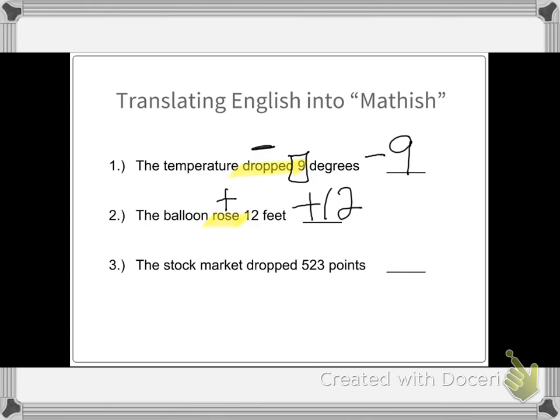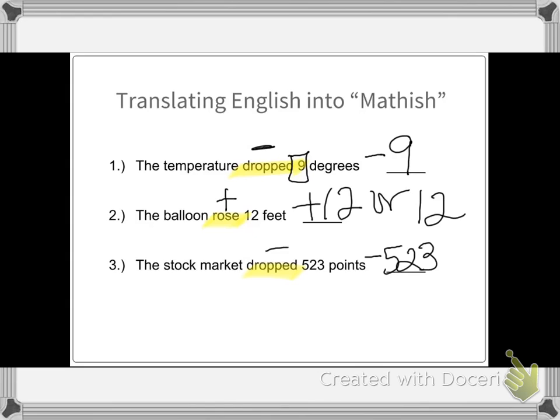Now, when you are writing this, you can either put it with the plus sign or you can leave it off. With integers, if there's no sign in front of it, we assume that it is a positive integer no matter what. The only time we can tell that it's negative is if it has a negative sign. So if it's negative, you have to write the sign. If it's positive, you don't. The stock market dropped. So this dropped, it goes down, is going to be negative 523 points.